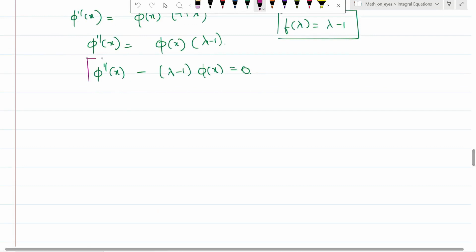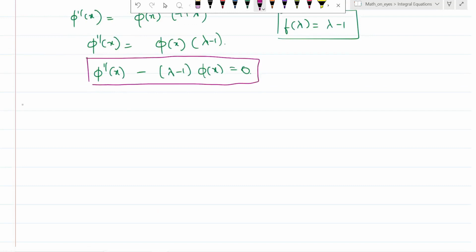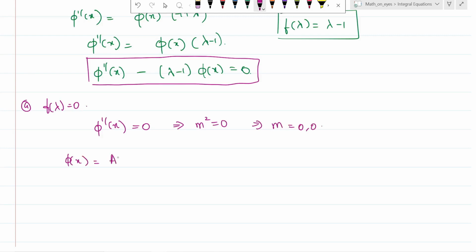This is our equation. From option A, f of lambda is equal to 0. We get phi double dash of x is equal to 0. Write the auxiliary equation. We get m squared is equal to 0. That implies m is equal to 0, 0. So we get the answer phi of x is equal to a e to the power 0x plus bx e to the power 0x, which is equal to a plus bx.